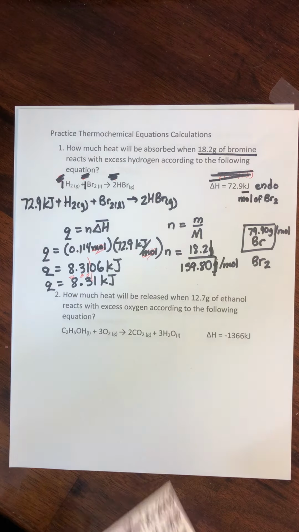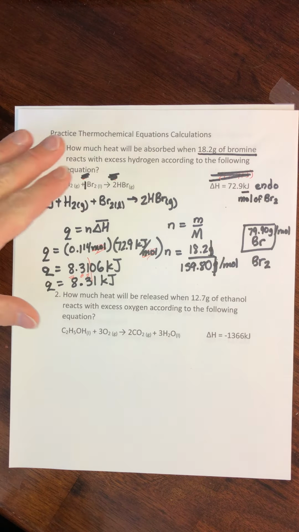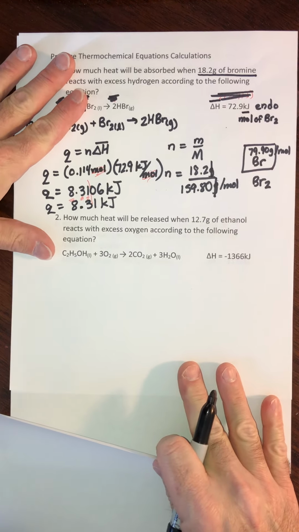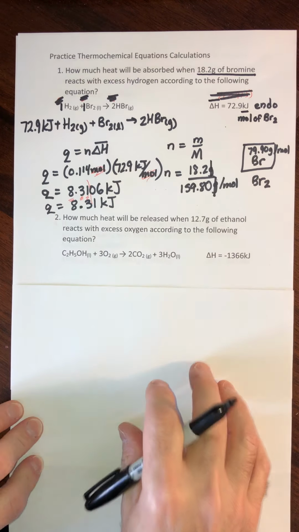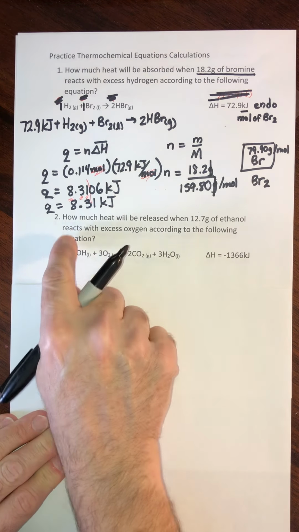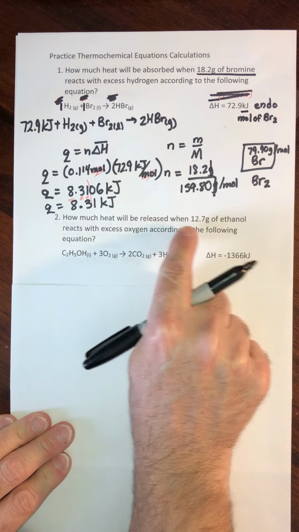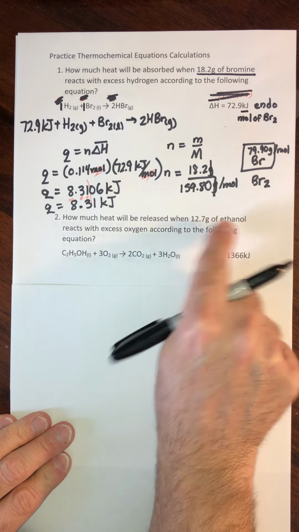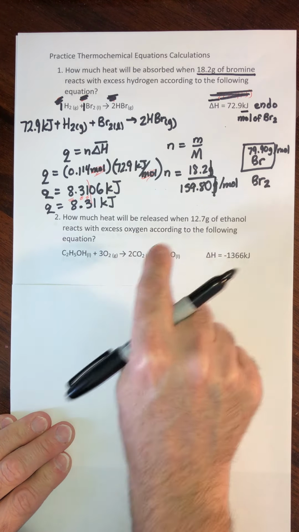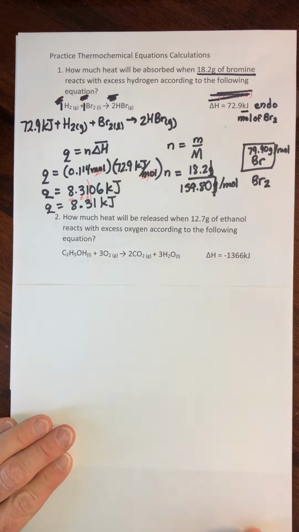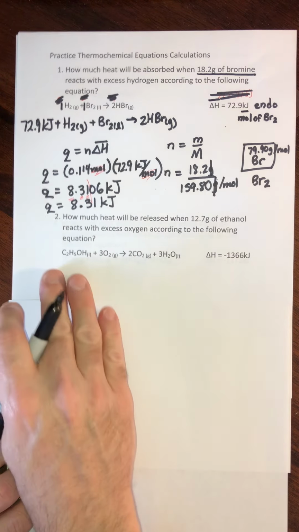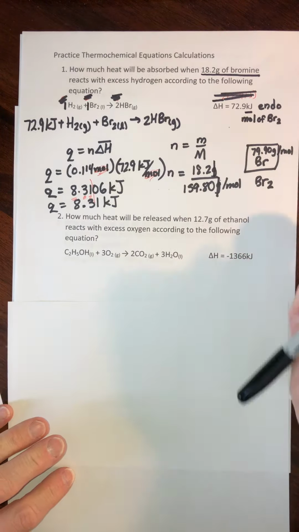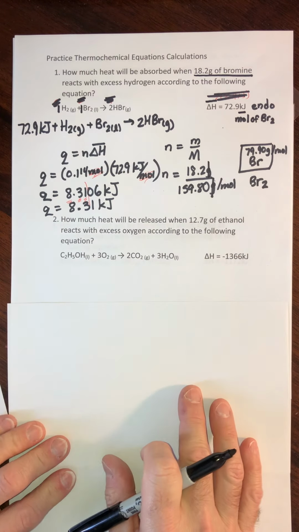All right, let's move on to a second problem. If we move this one up a little bit, it's the same problem, right? It says how much heat will be released when you have 12.7 grams of ethanol reacting with excess oxygen according to this equation. Now, once again, you don't need to rewrite the equation for this, right? You can just do the calculation.